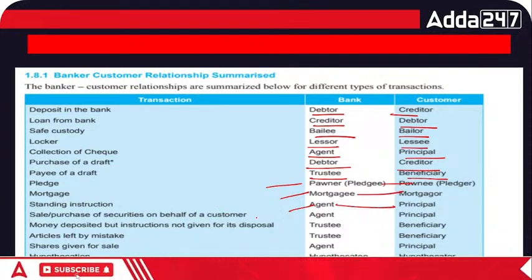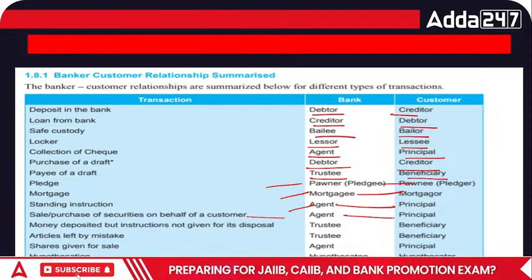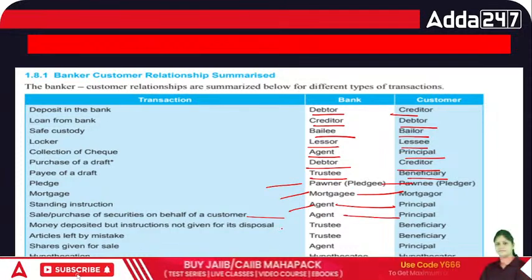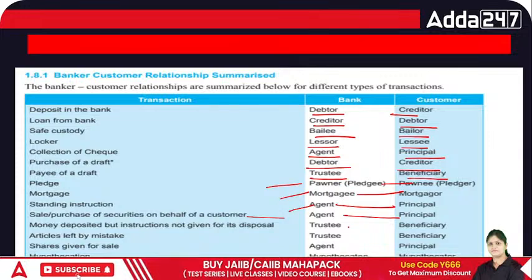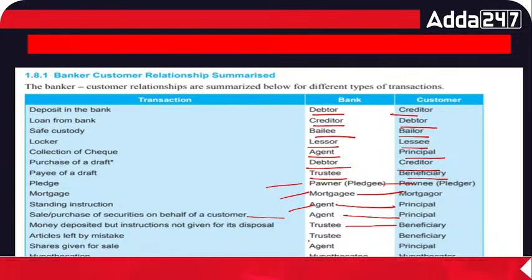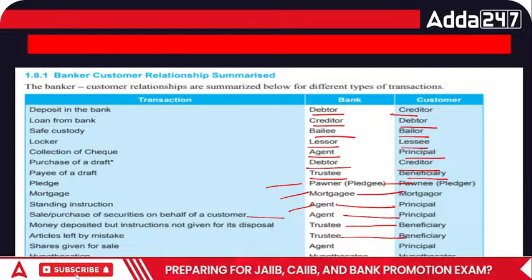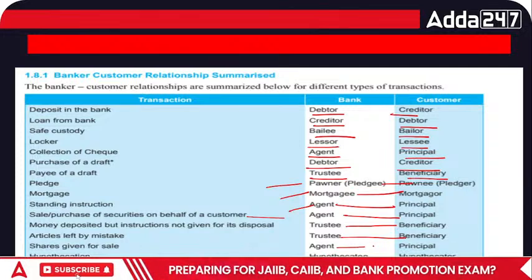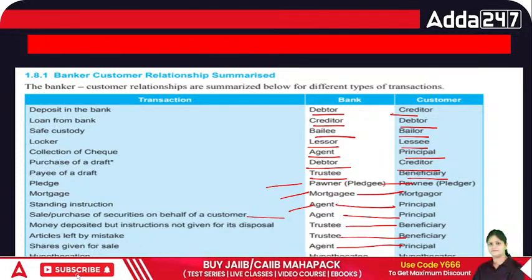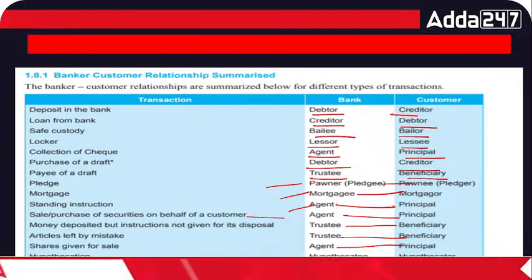Then in case of sale and purchase of security, again agent and principal. Money deposited but instruction not given for its proposed disposal. Then article left by mistake, share given for sale, again hypothecation. So please remember this point. This table is very important.